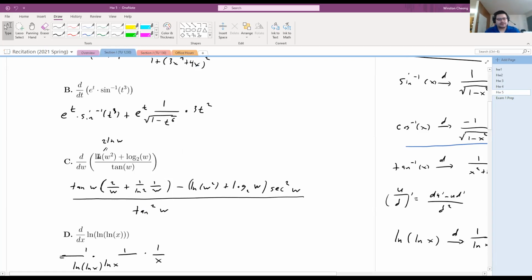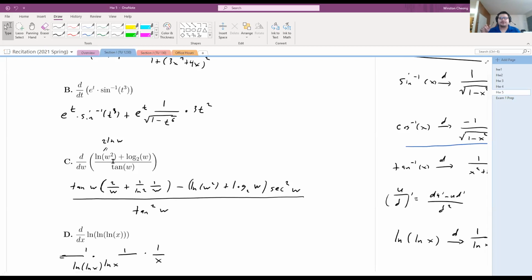Here, I remembered the log rule, which says that if you're raising to some power inside the log function, you can pull the power out. So the w squared, that 2 comes out. And that does simplify things, because you would rather take the derivative of this 2 ln of w as opposed to this ln of w squared. The derivative of ln of w squared is going to have a chain rule tacked on.